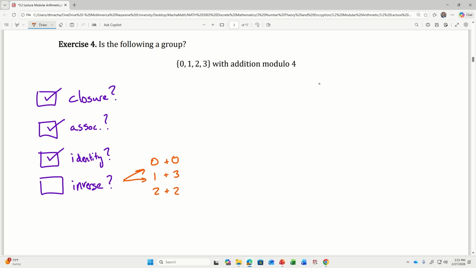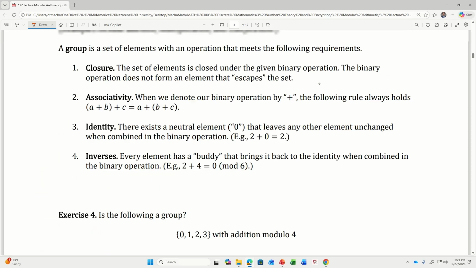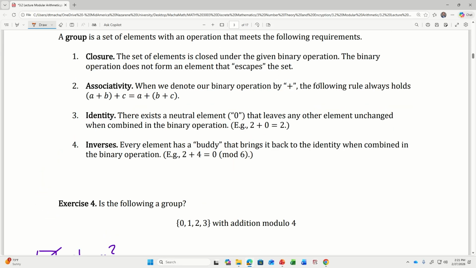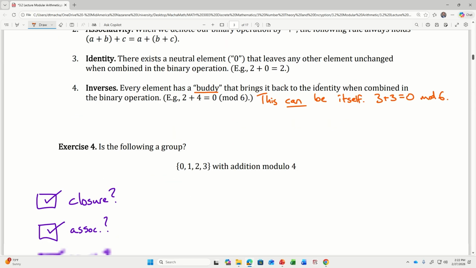So, sorry, I should have made that more clear. When I say every element has a buddy, it's also allowed to have self-inverses. I should say this can be itself. Like 3 plus 3 is equal to 0 mod 6. Cool.